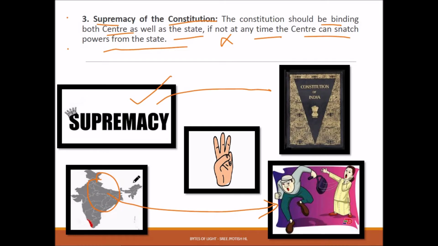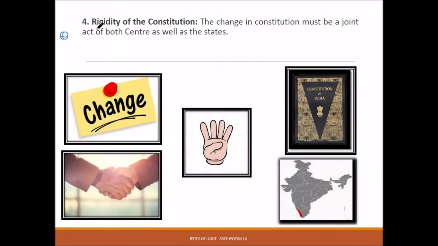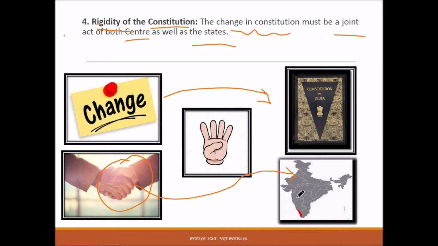Coming to the fourth test, that is rigidity of the constitution. That is, the change in constitution must be a joint venture of both center as well as the state. If you need to change the constitution, both the center as well as the state have to agree upon it, and then only the constitution can be changed. That is the rigidity of the constitution.